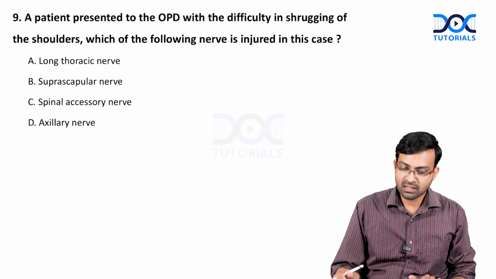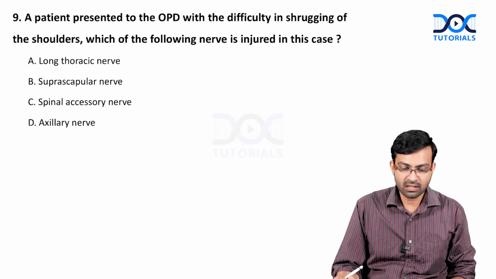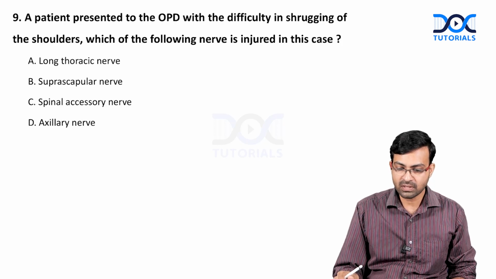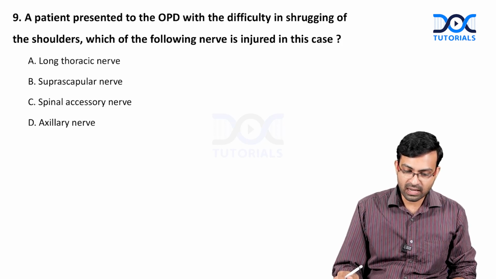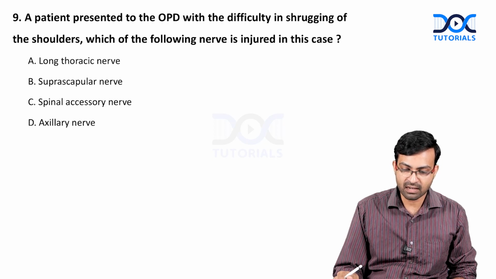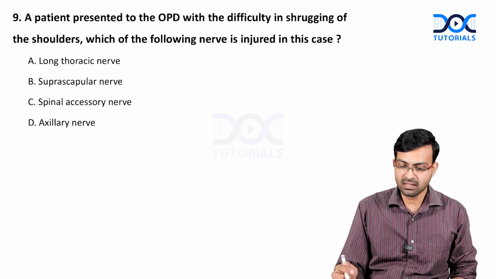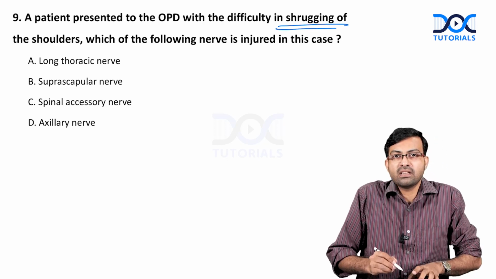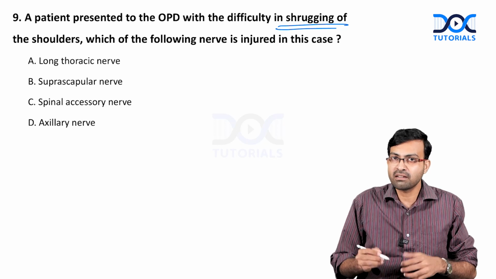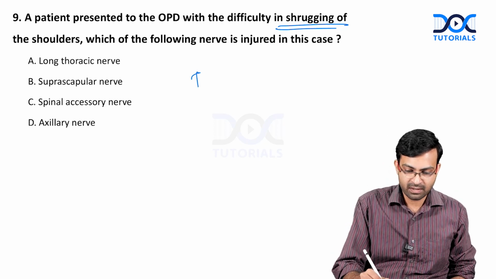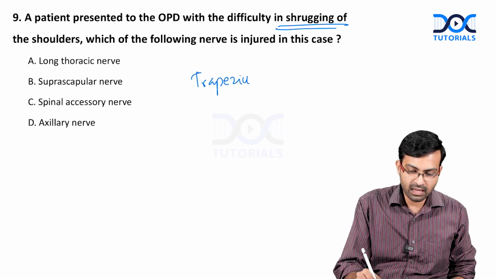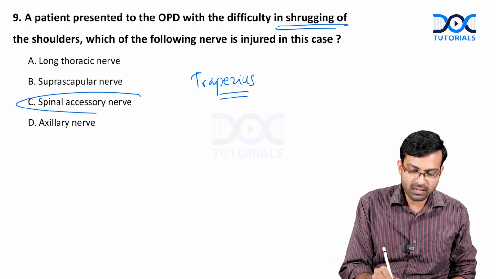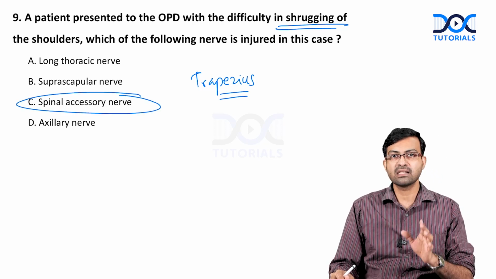Next question. A patient presented to the OPD with difficulty in shrugging of the shoulder. Which of the following nerve is injured in this case? Long thoracic nerve, suprascapular nerve, spinal accessory nerve, or axillary nerve? This is a straightforward question, isn't it? Which is the muscle that causes shrugging of the shoulder? Shrugging of the shoulder is brought about by your trapezius, isn't it? Trapezius is supplied by your spinal accessory nerve. So that is our answer here.